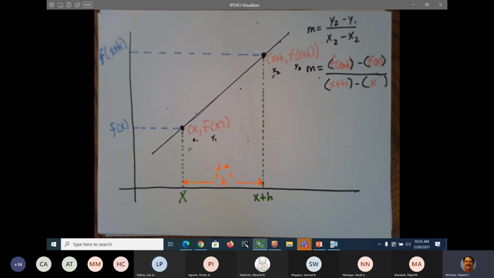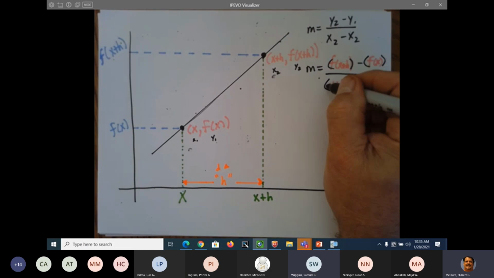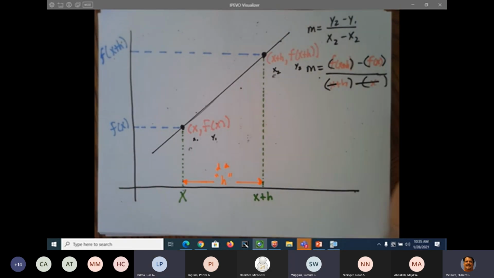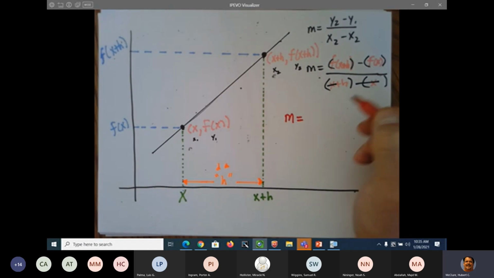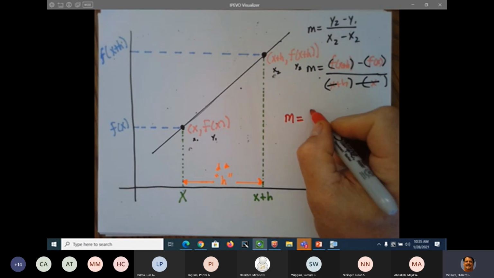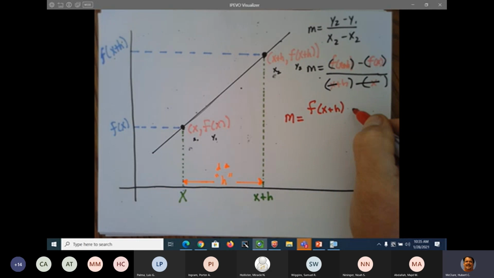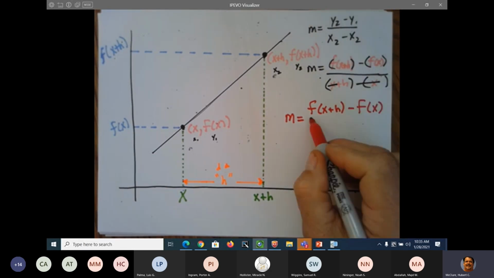Subtraction. You get h by itself on the bottom. Yep. The x's do what? They cancel out. So you're left with, and we're going to write this in red because this is important, m is equal to f of x plus h minus f of x over h.